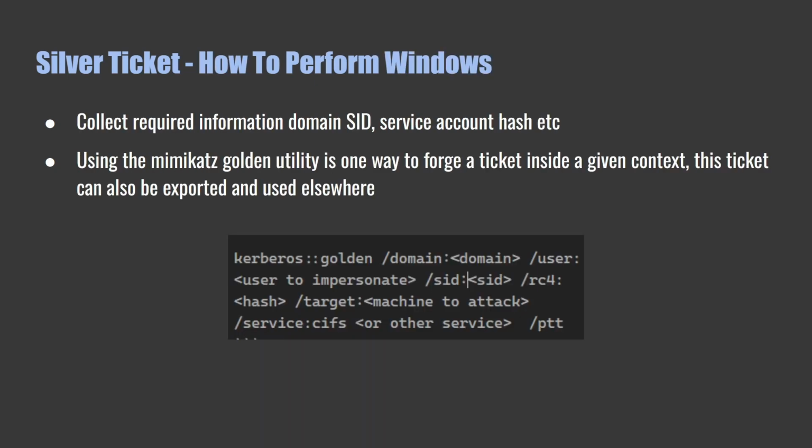So, silver ticket, performing it on Windows. You collect the required information: the domain SID, the service account hash, password, etc. And then you can use Mimikatz, you can also use Rubeus. There's plenty of utilities to do this. I'm not going to be showing all of them, but just as an example, the Mimikatz golden utility allows you to mint tickets. It's the same for diamond, golden, and silver tickets, and I believe it does others as well. But this will just allow you to mint the ticket using the same context.